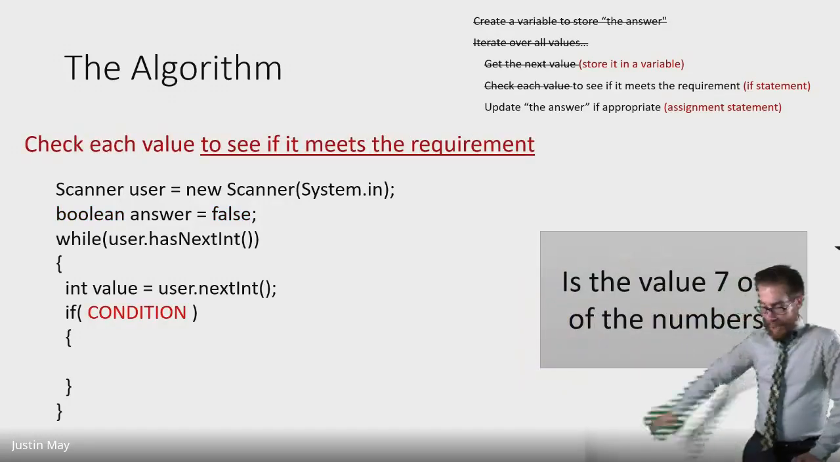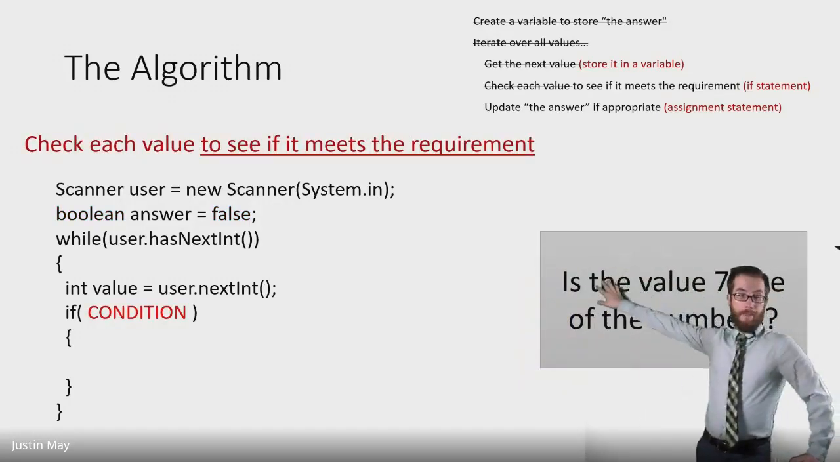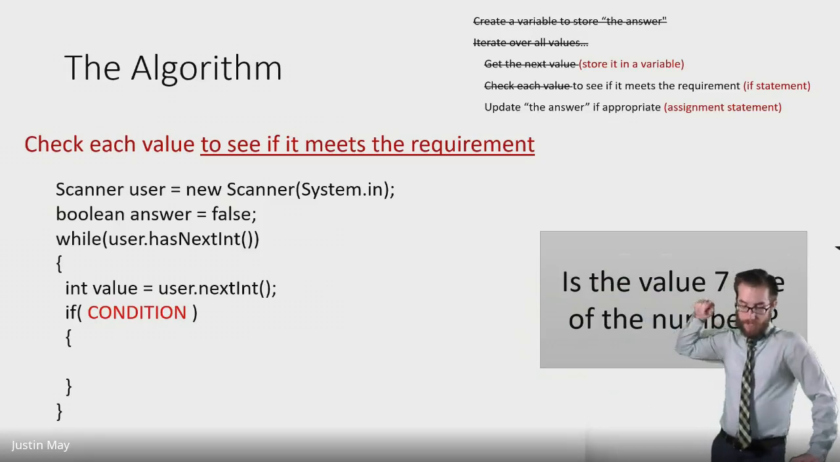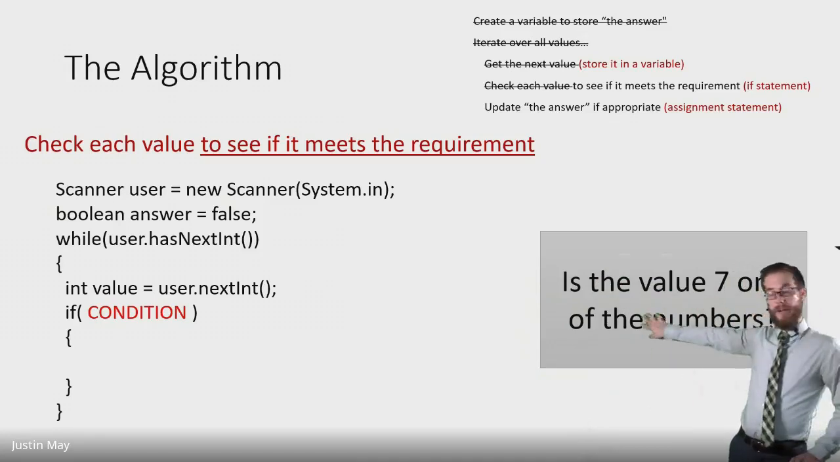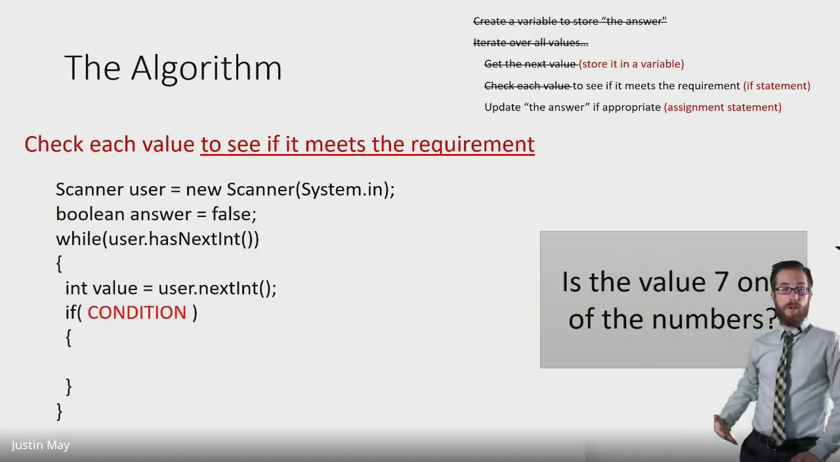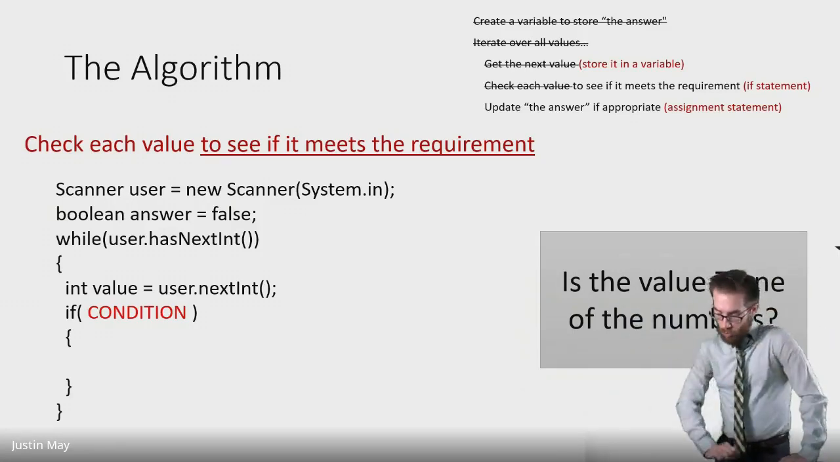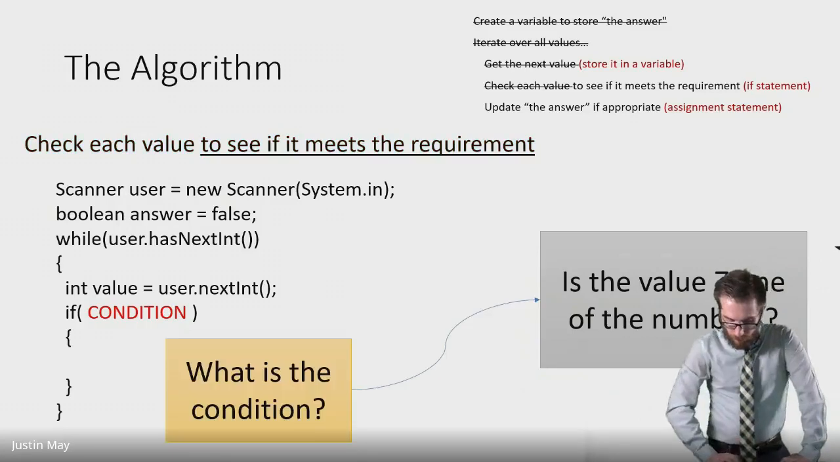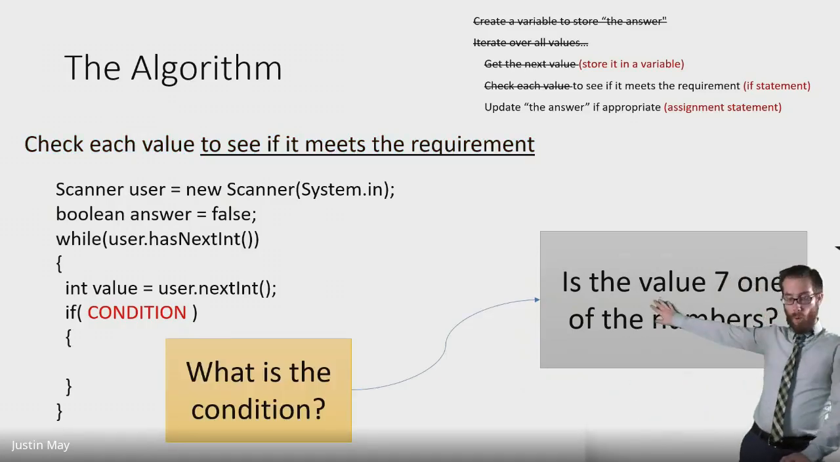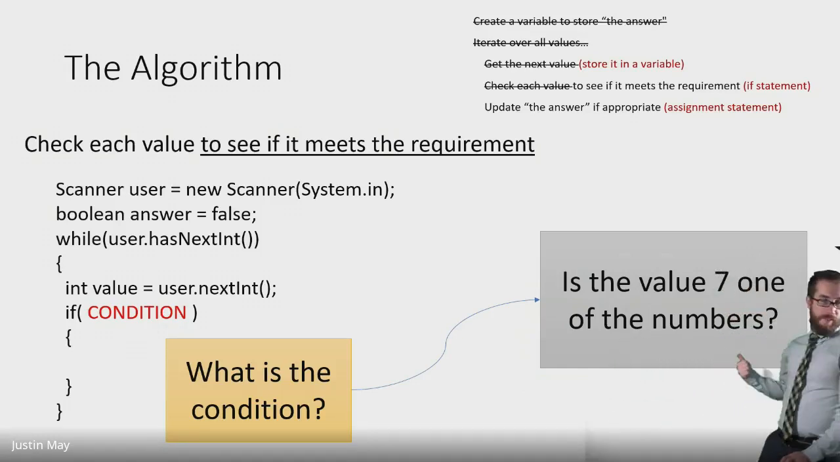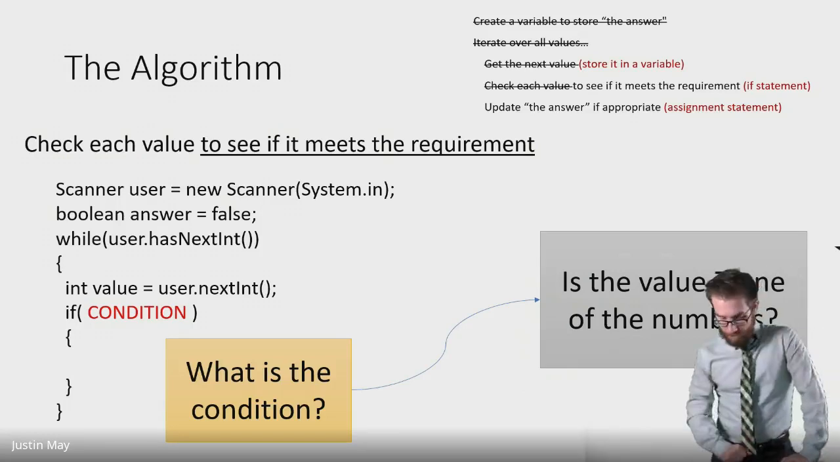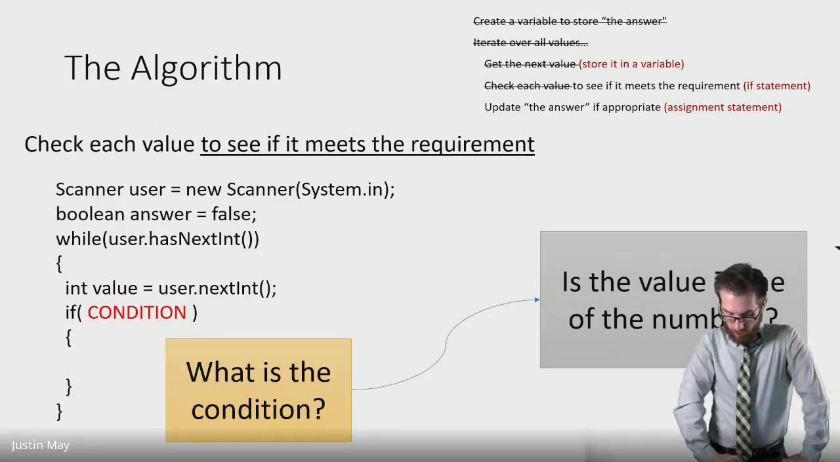So now we're back to the check statement. We want to check each value to see if it meets the requirement. So we've got our if statement that's going to check the value. The "to see if it meets the requirement" part is the condition. So what condition are we going to use? What Boolean expression do we put inside the if statement that's going to ask the question, is the value 7 one of the numbers? So think about that.